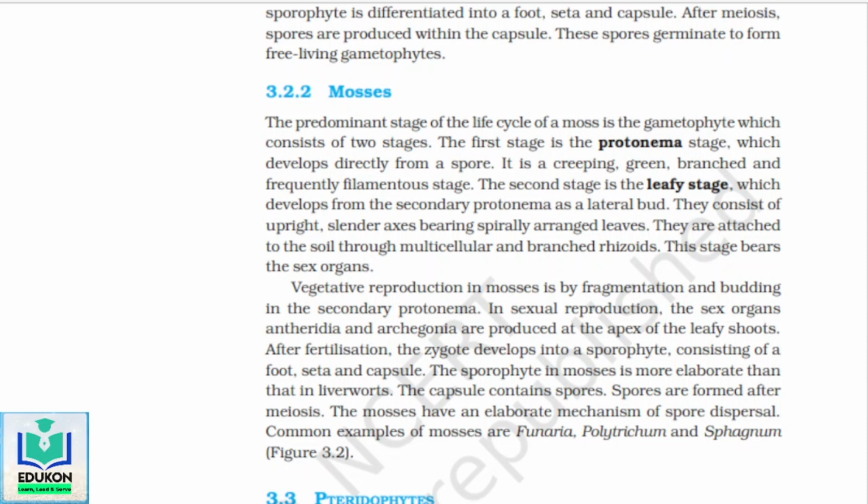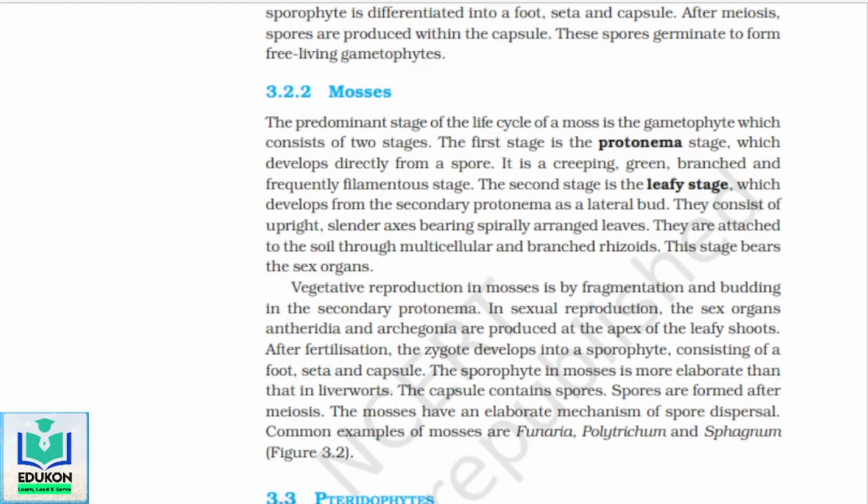So in mosses we have two stages: the protonema stage and the leafy stage. Sexual reproduction involves the sex organs antheridia and archegonia, which are present at the apex of the leafy shoot.